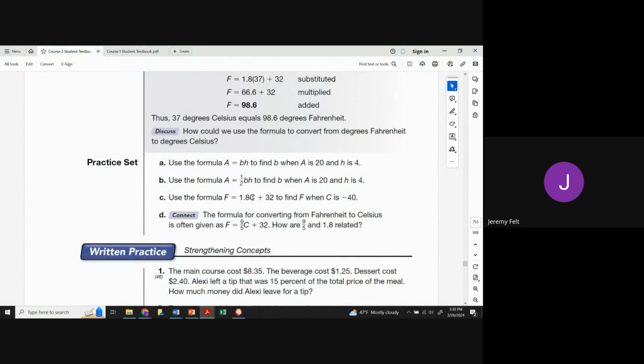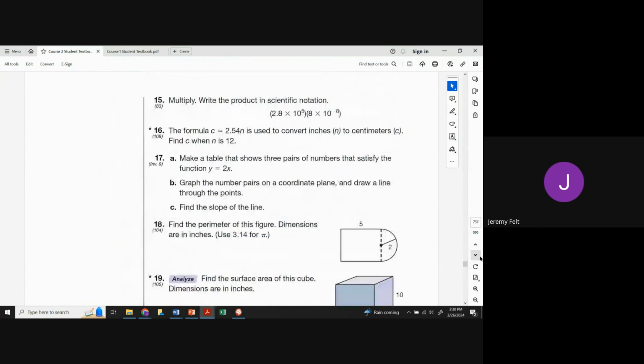All right, we'll look at some of these formulas that probably look familiar. Area is base times height. Area equals 1/2 base times height. The Fahrenheit one we just told you. Again, we can use either 1.8 or 9/5, either way. Okay, we'll go over that together.